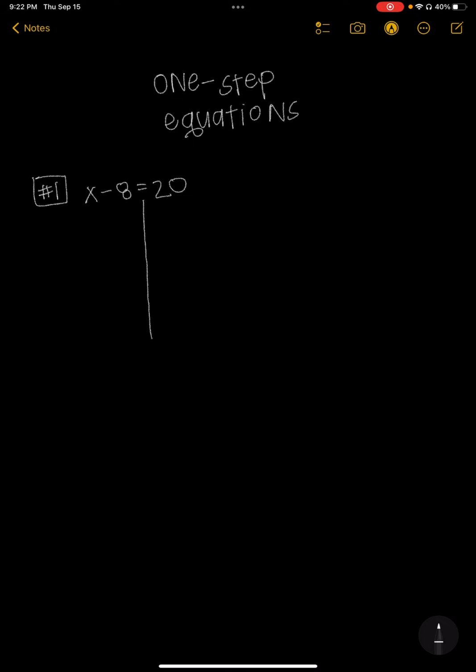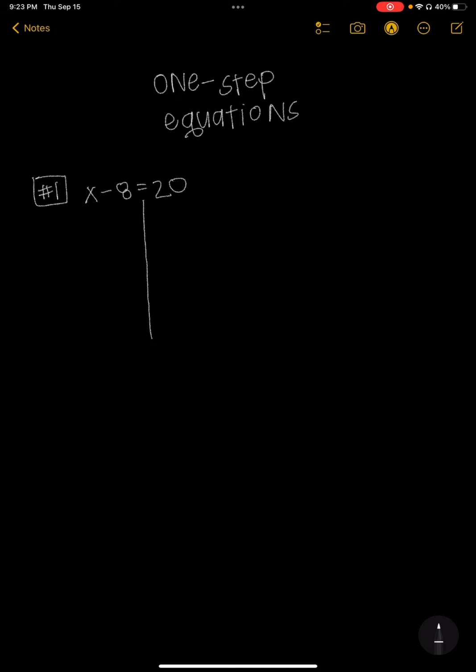Then we have to figure out what we need to move. In this case, we want to get x by itself, which means that we need to move the number that's on the same side as the x, which in this case ends up being the 8. So we know we want to move the 8. The next step is to figure out what the 8 is doing to the x. Is it adding, subtracting, multiplying, or dividing the x? In this case, it's subtracting from the x. The reason why I know it's subtracting is because it's minus 8.